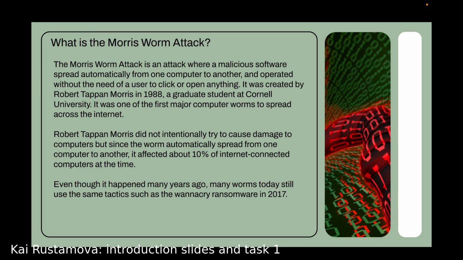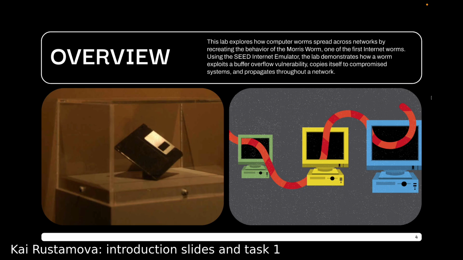Morris did not intentionally try to create damage to computers, but since the worm automatically spread from one computer to another, it affected about 10% of internet-connected computers at the time. Even though it happened many years ago, many worms today still use the same tactics, such as the WannaCry ransomware in 2017.